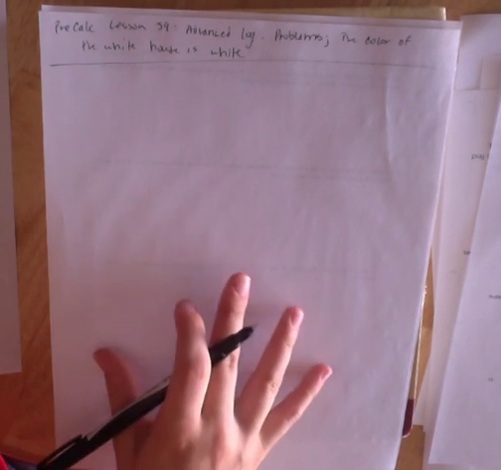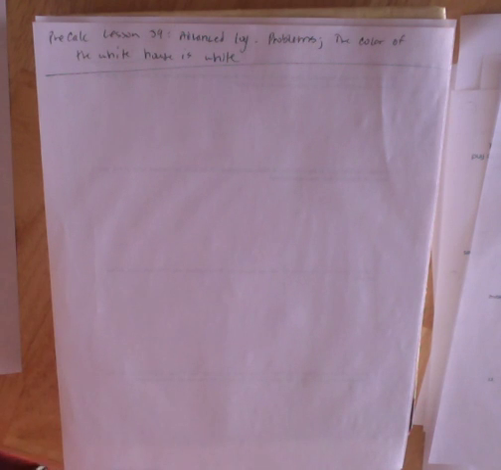We have Pre-Calc Lesson 59, Advanced Logarithmic Problems, and the color of the White House is white.